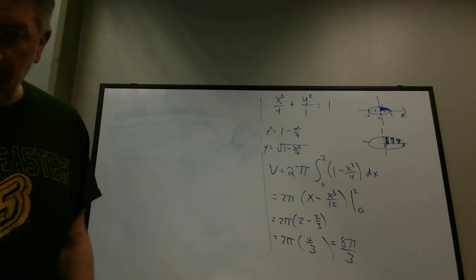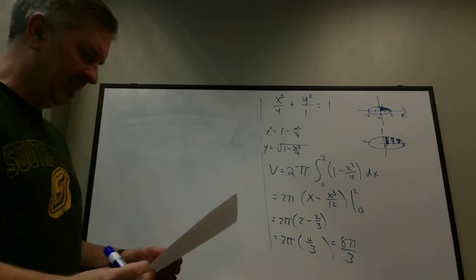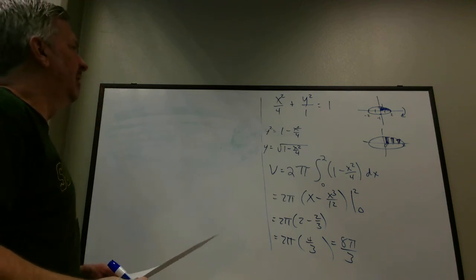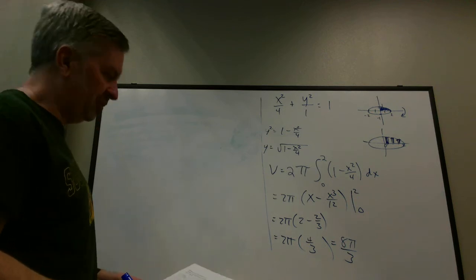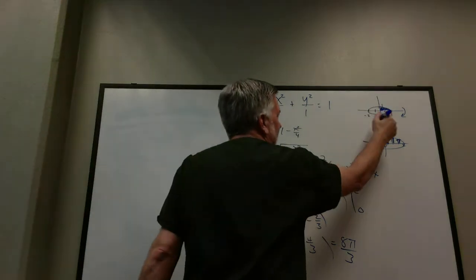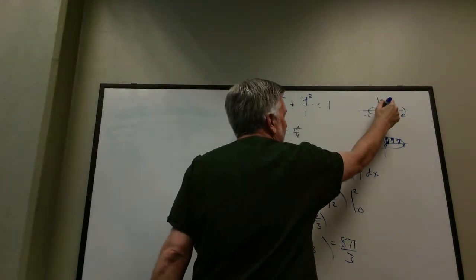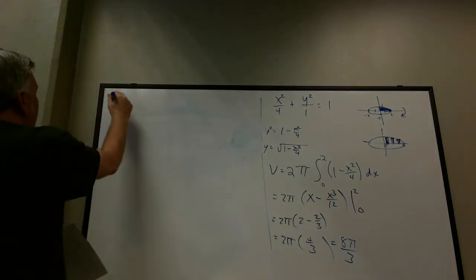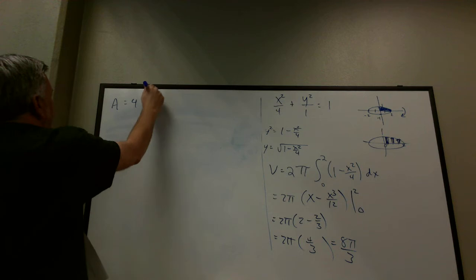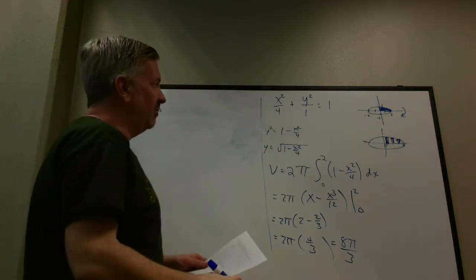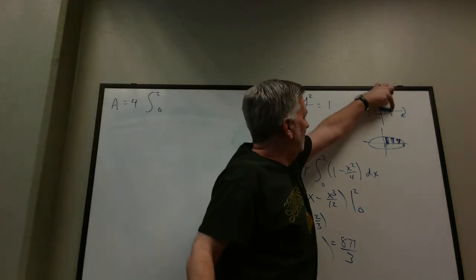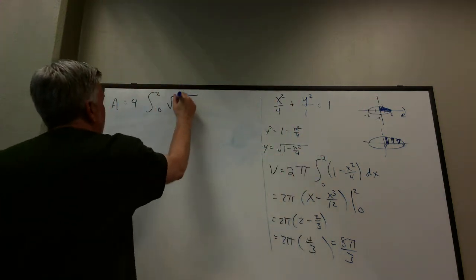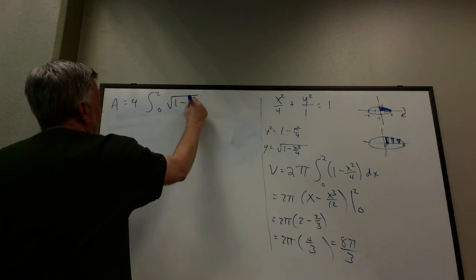Okay, and then part A here says, find the area of the region bounded by the ellipse. Okay, so now I'm going to do symmetry. And now they want the area of the entire ellipse, so I'm going to do the same thing. I'm just going to take the area here and multiply by 4. Okay, so the area is 4 times the integral from 0 to 2. Remember, the area under the curve is just the integral of the y value, right? So now I actually have to integrate that root. Square root of 1 minus x squared over 4 dx.